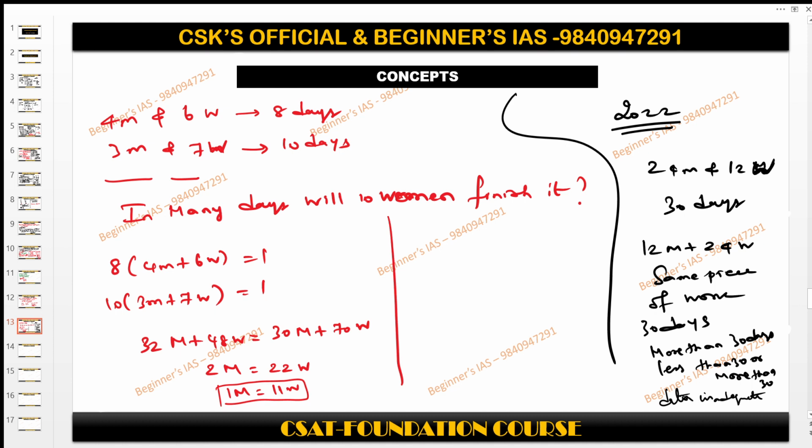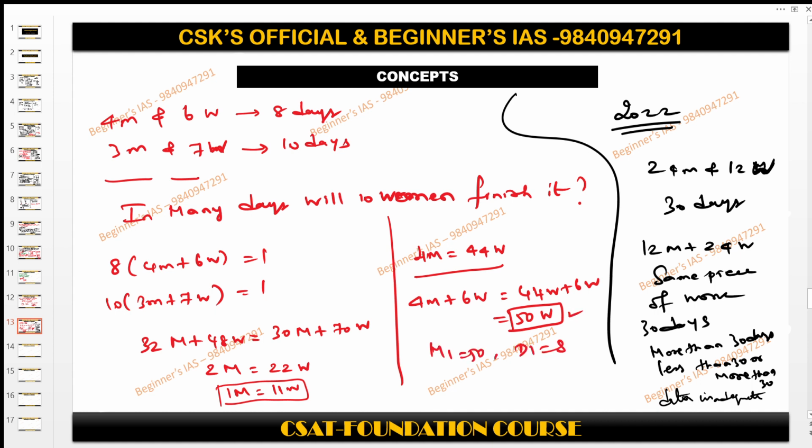So now you can take anything here. Take it with respect to first equation itself, not an issue. So 4m is equal to what? 44w. So therefore 4m plus 6w, which is equal to 44w plus 6w, which is equal to 50w. So therefore 50w.